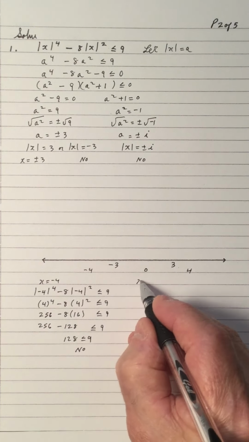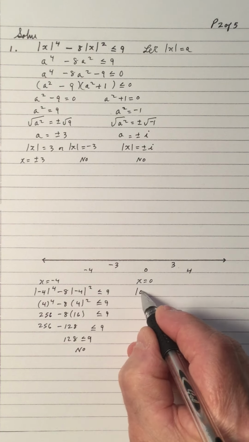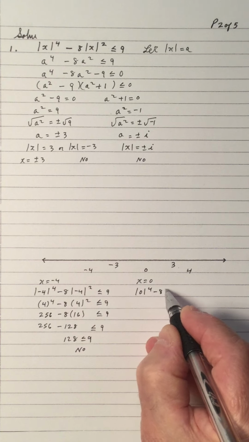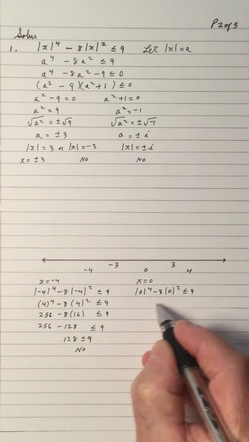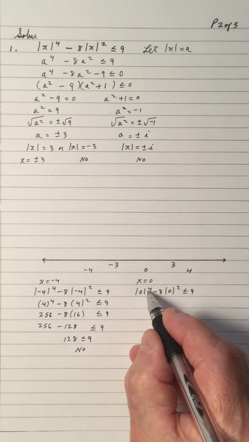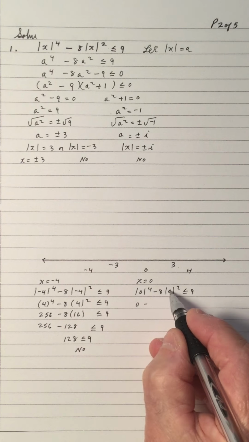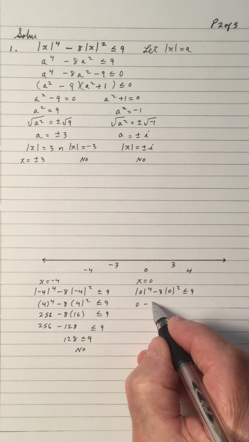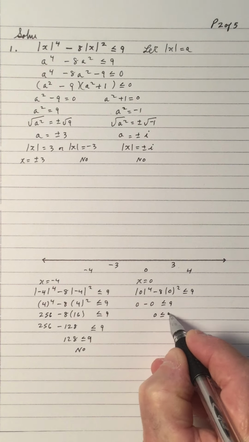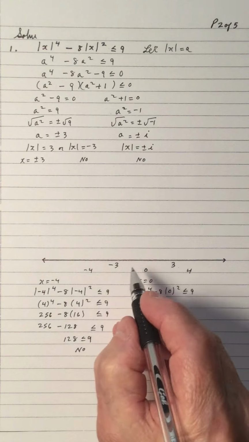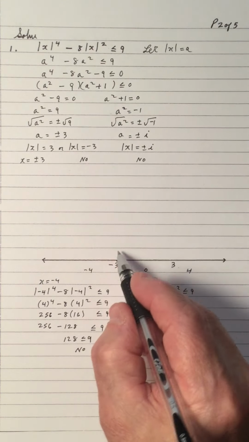So let's look at x is equal to 0. If x is 0, the absolute value of 0 to the fourth minus 8 times the absolute value of 0 squared, less than or equal to 9. The absolute value of 0 is 0, to the fourth power is 0. Absolute value of 0 is 0, squared is 0. Negative 8 times 0 is 0, less than or equal to 9. 0 is less than 9. That's true.